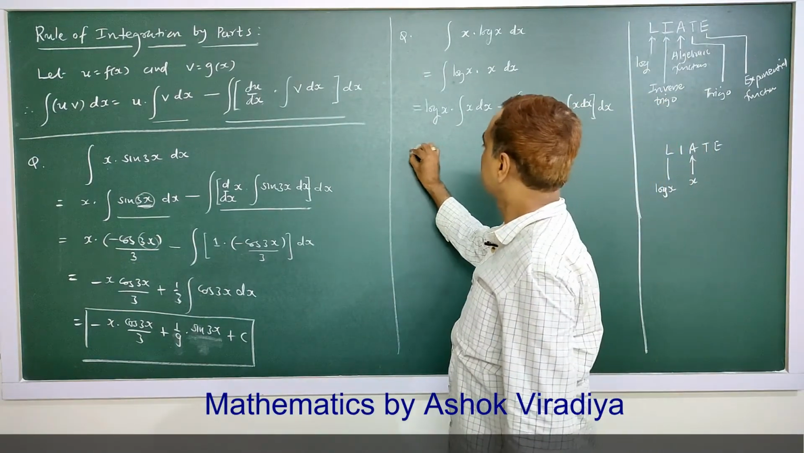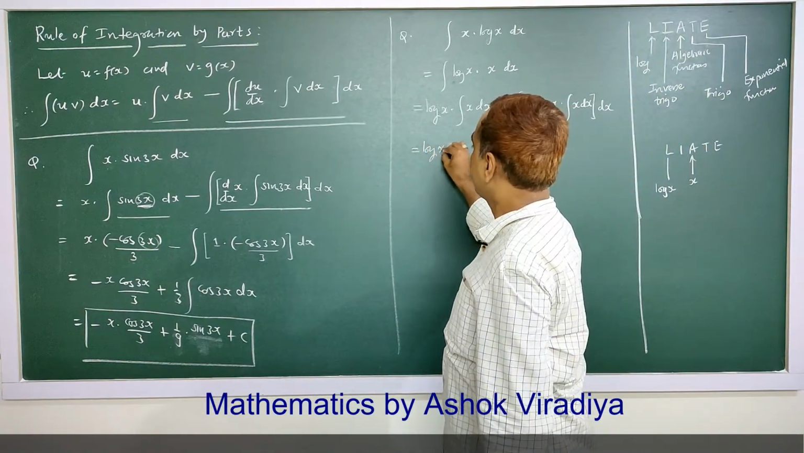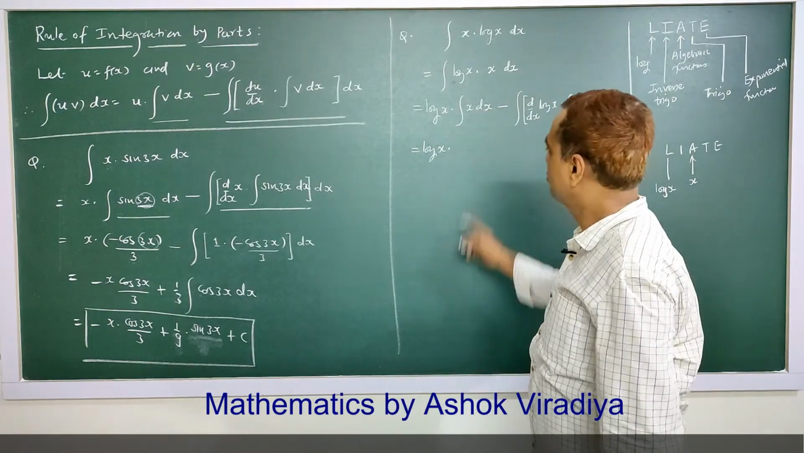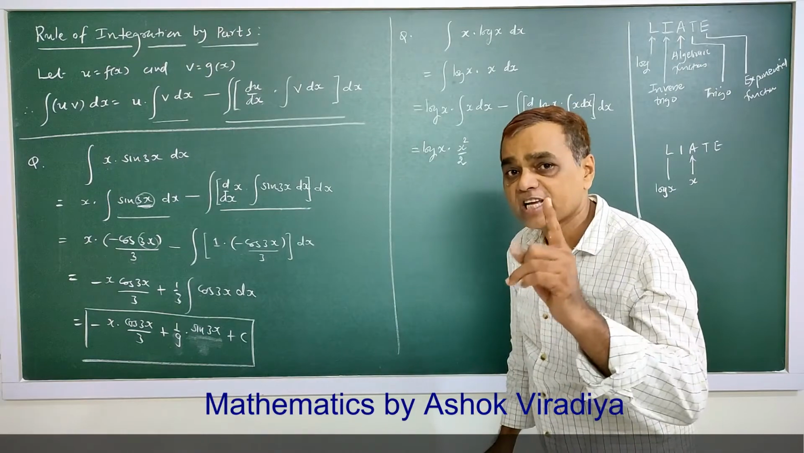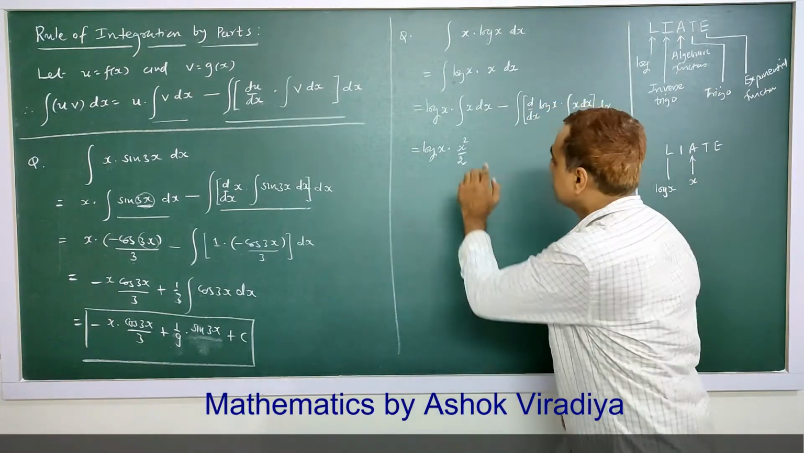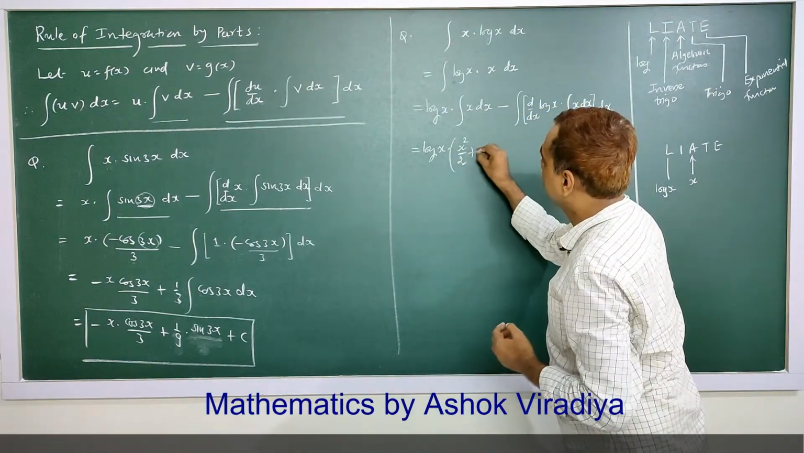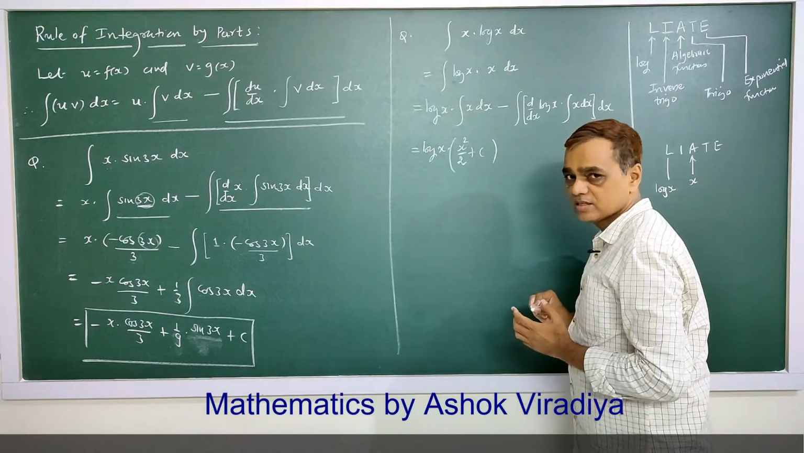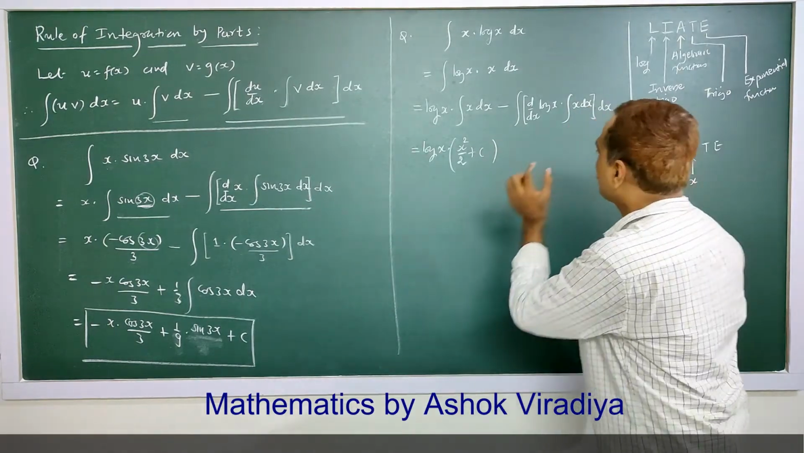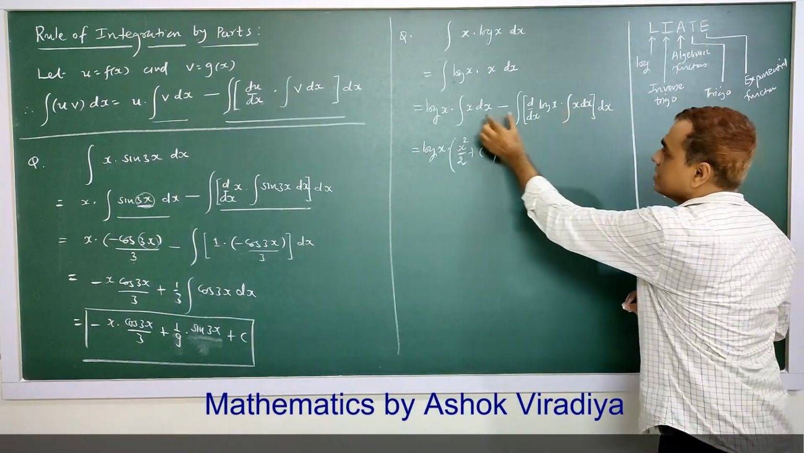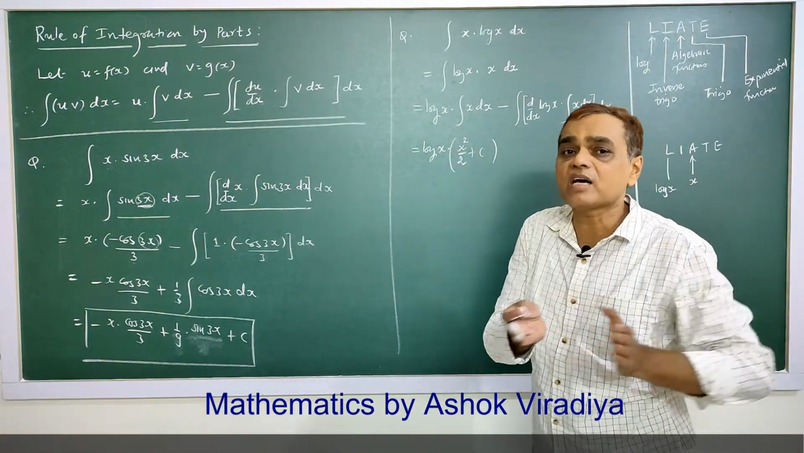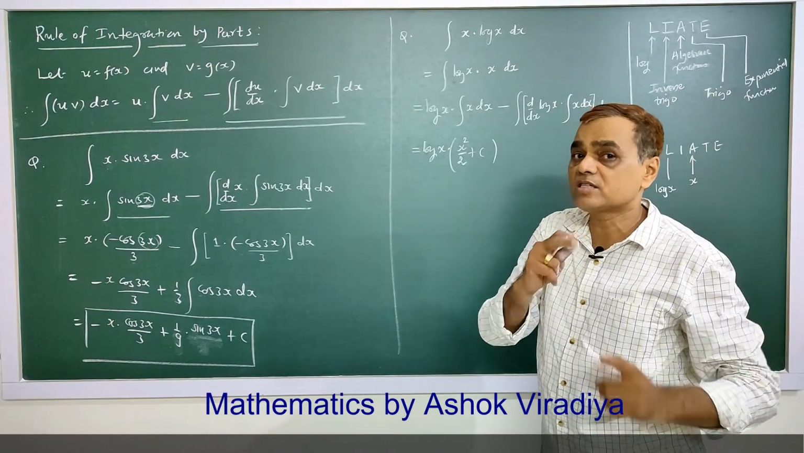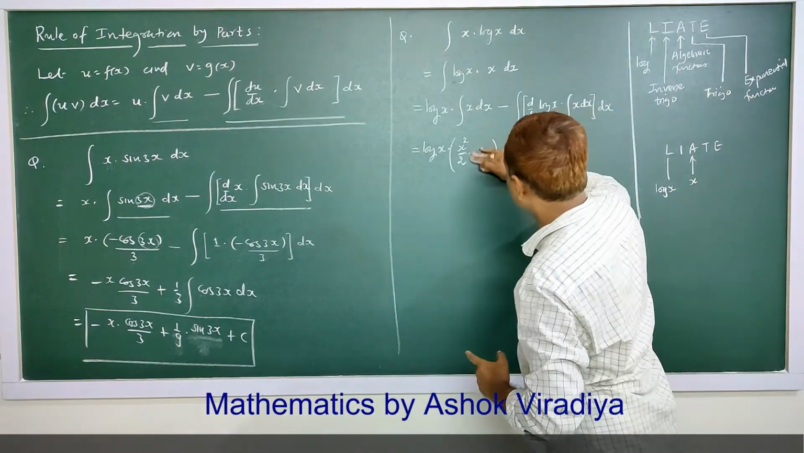So this is log x into its integral, x square by 2. We don't keep plus c here. Remember, when putting the integral of v, we don't join plus c. C we will keep at the last, when removing the last symbol of integration. So don't join c here.